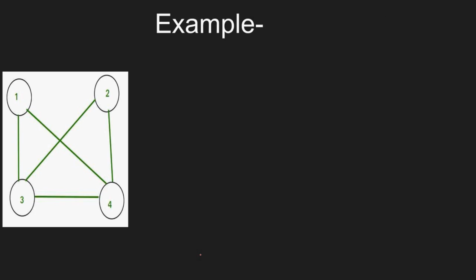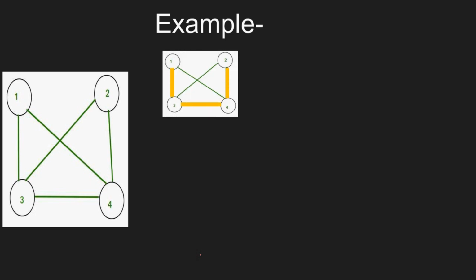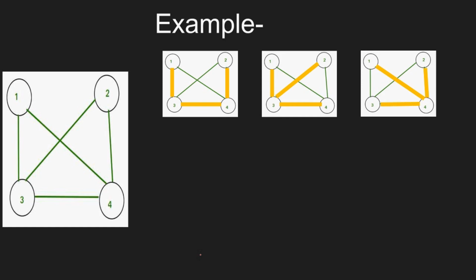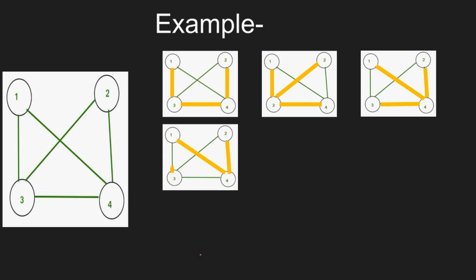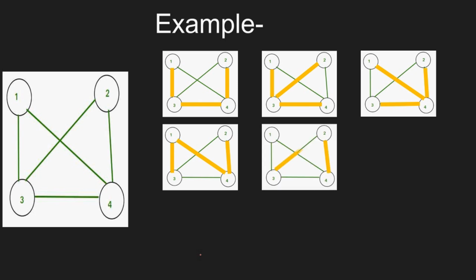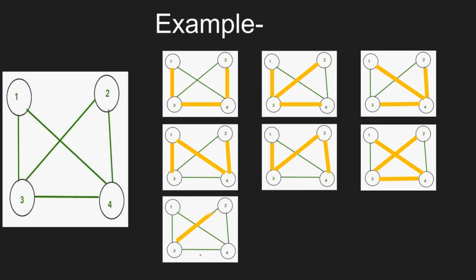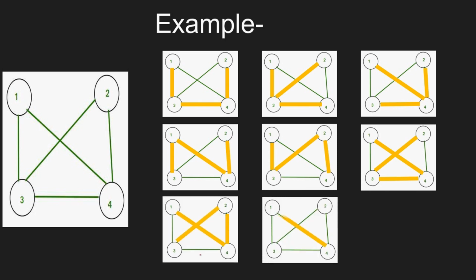Let's consider an example where we have an incomplete graph. Let's find the number of spanning trees one by one. The first spanning tree will be something like this. The second one will be something like this. This would be the third one. This will be the fourth, the fifth one, the sixth one, the seventh one, and lastly the eighth one. So in total, we'll have 8 spanning trees.